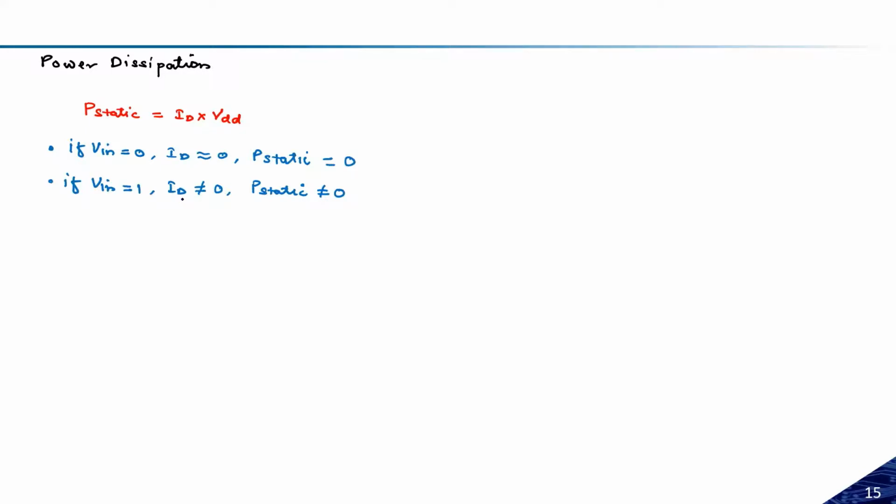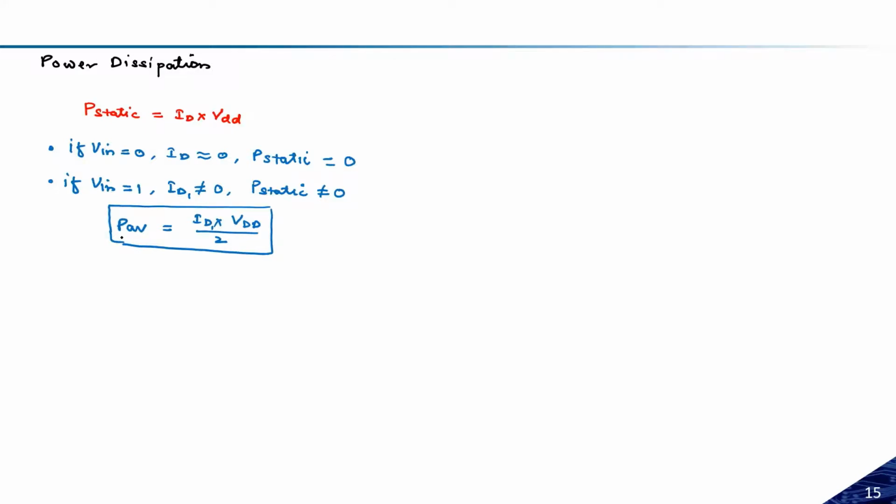So if you have to calculate the average power, that will be ID into VDD by 2. This ID is with respect to ID1, so ID1 into VDD by 2. And ID1 is the current flowing through the circuit when the input is at logic 1. So this will be the average static power through the circuit.